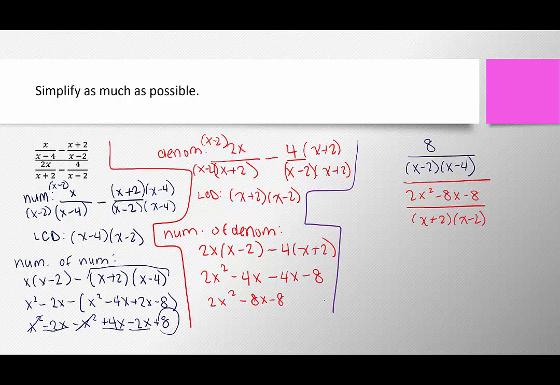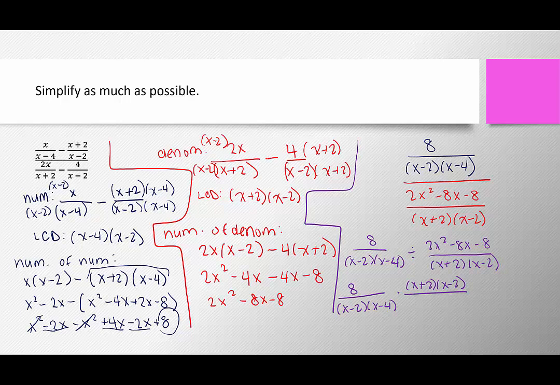Now we're ready for the next step. We have a single term in the numerator and a single term in the denominator. Let's rewrite this as division. Using the little division signs, we would have 8 over x minus 2 times x minus 4, divided by 2x squared minus 8x minus 8 over x plus 2 times x minus 2. Now I can rewrite it as multiplication by multiplying by the reciprocal of the divisor. So I will have 8 over x minus 2 times x minus 4, times, take the reciprocal, x plus 2 times x minus 2 goes to the numerator.